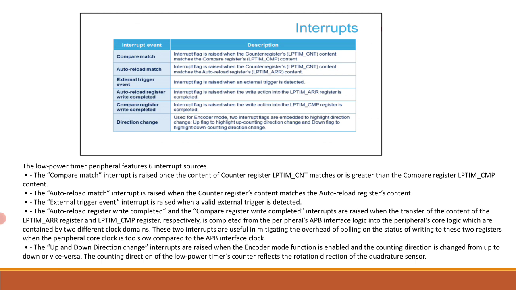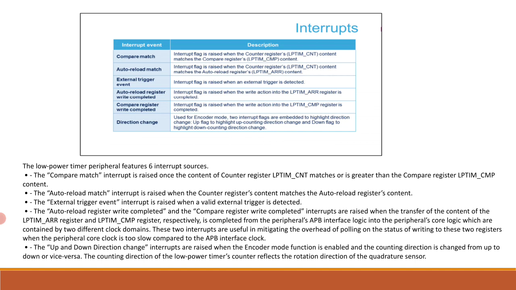The auto reload match interrupt is raised when the counter register's content matches the auto reload register's content. The external trigger event interrupt is raised when a valid external trigger is detected. The auto reload register write completed and the compare register write completed interrupts are raised when the transfer of the content of the LPTIM_ARR register and LPTIM_CMP register respectively is completed from the peripheral's APB interface logic into the peripheral's core logic, which are contained by two different clock domains.